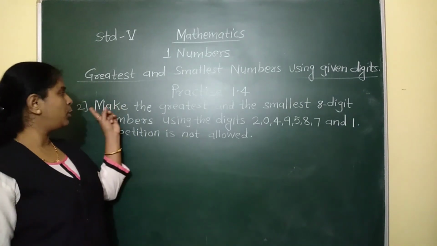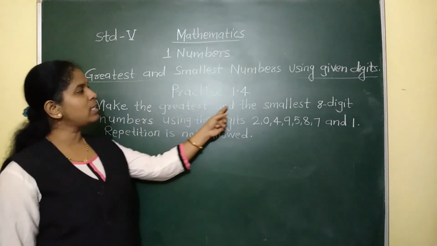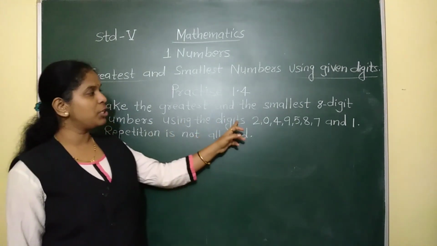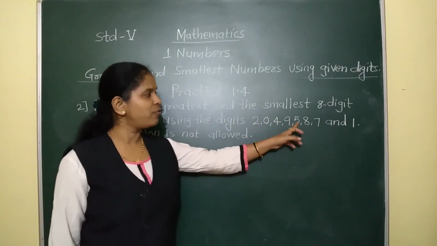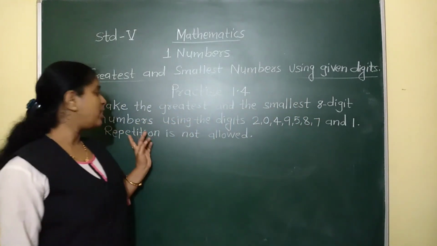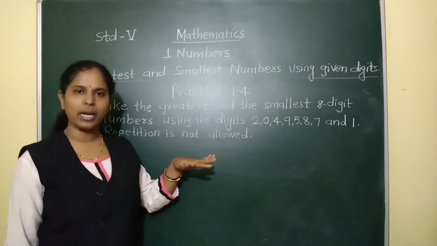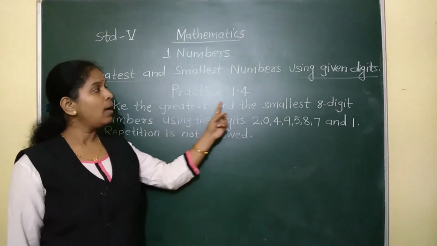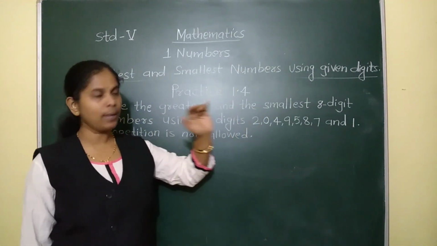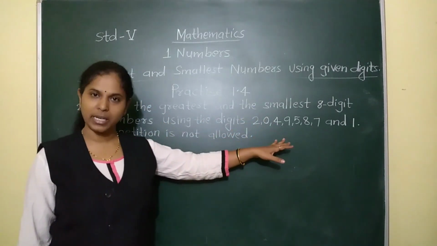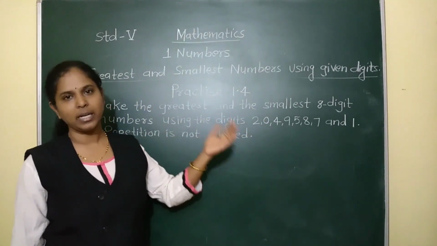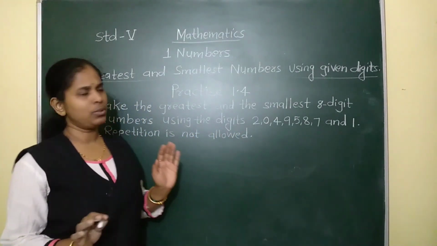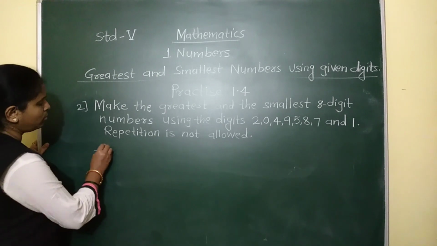Now question number 2. Make the greatest and the smallest 8-digit number using the digits 2, 0, 4, 9, 5, 8, 7 and 1, and repetition is not allowed. Again the same kind of question, only in question number 1 we made a 7-digit number. And here 8 digits are given and we have to make the greatest and smallest number by using these. Again the same rule we have to use.